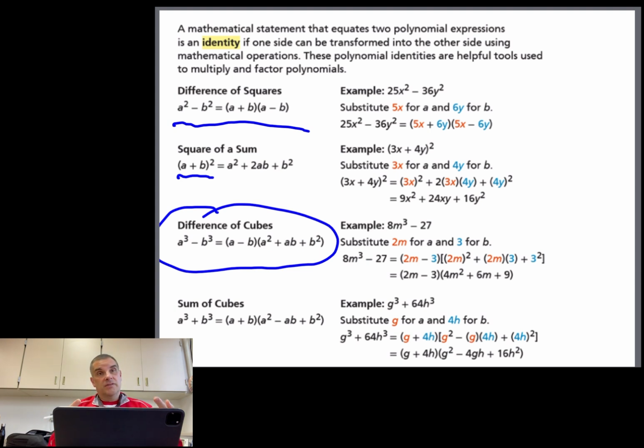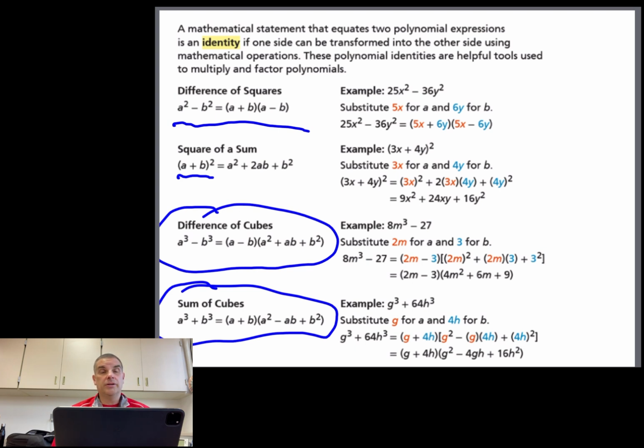Sum of the cubes. So difference is subtraction, sum is adding. The sum of the cubes is a plus b, same formula, just different symbols: a plus b times a squared minus ab plus b squared. Now normally, you wouldn't get notes when you're taking these, and I'd say, how do you tell the difference between the two? How do you remember the difference between the two?